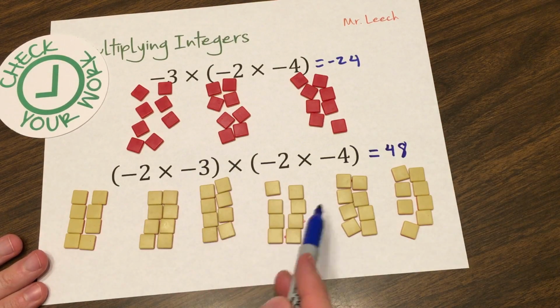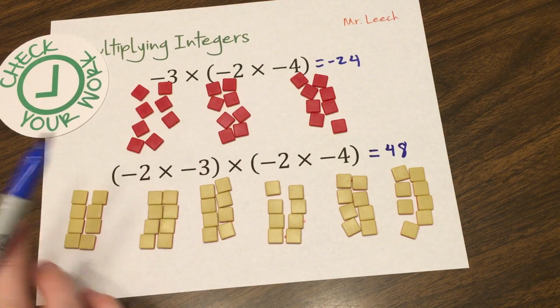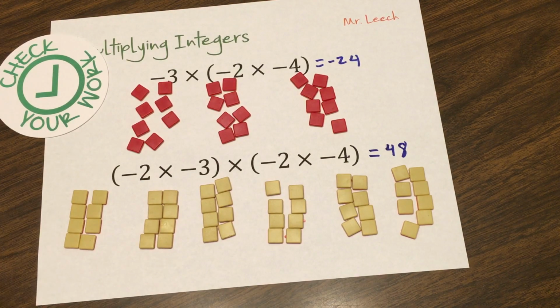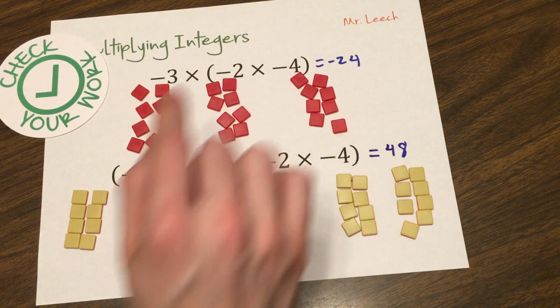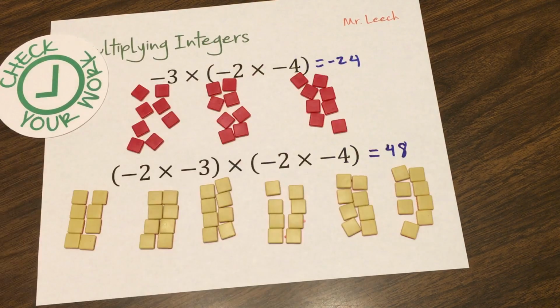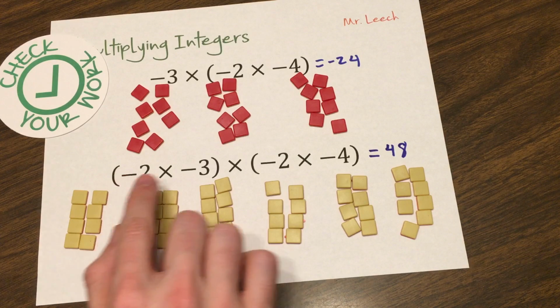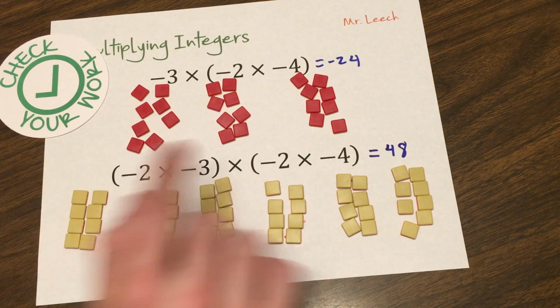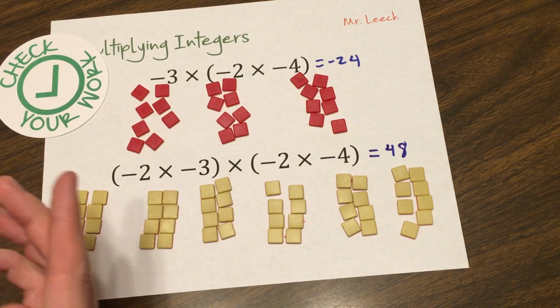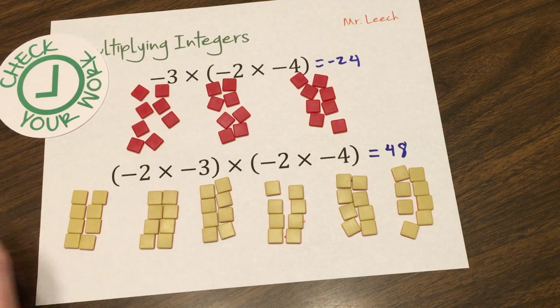Notice this was positive, but this one was negative. Up here I had 3 negative numbers that got multiplied together, and I got a negative number. Here I had 4 negative numbers that got multiplied together, and I had positive. What do you expect would happen if I had 5 negative numbers, or 6 negative numbers?